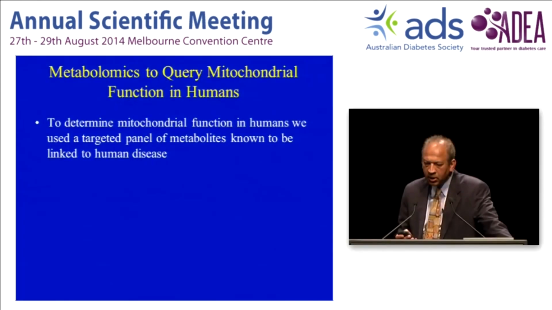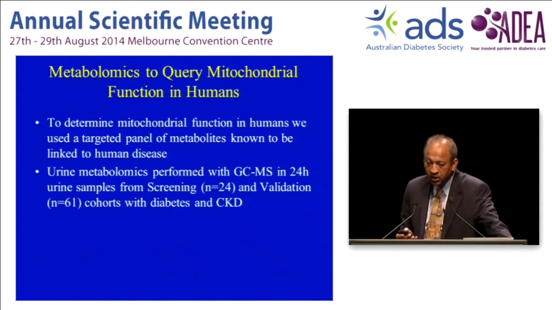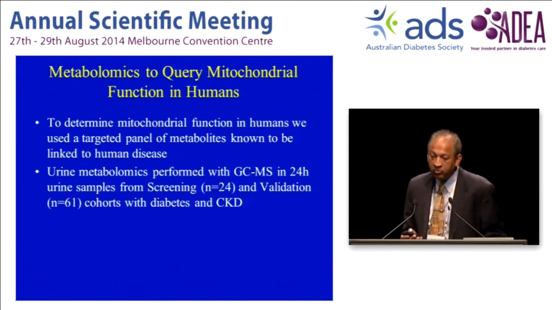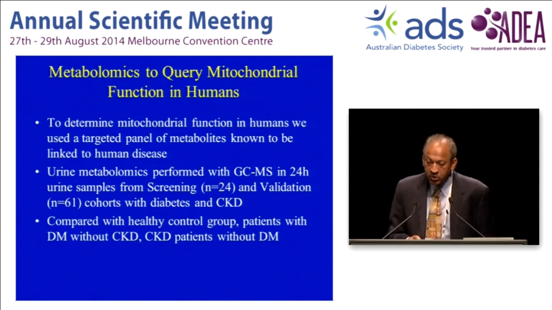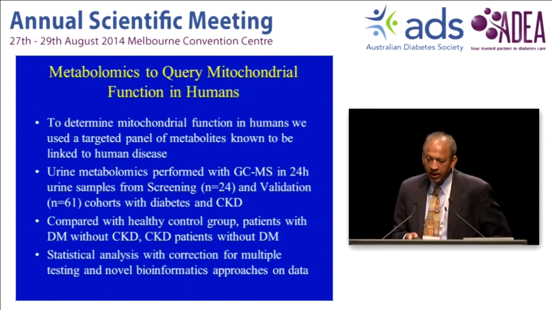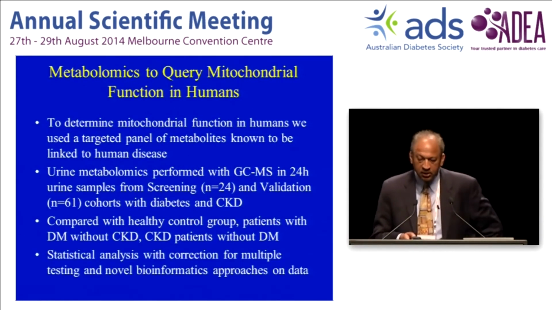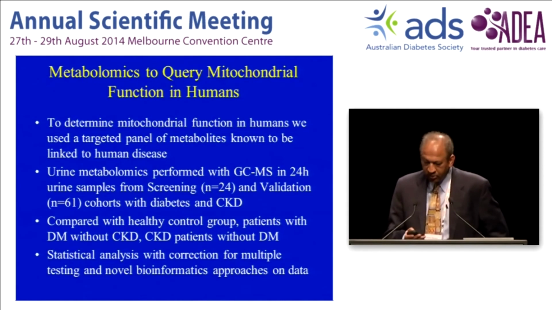So we use this panel of metabolomics, metabolites, in samples of urine collections, 24-hour urines, from 2 groups of patients with diabetic kidney disease, which we divided up into a screening and validation group, and compared with a healthy control group, patients with diabetes but without kidney disease, and kidney disease patients without diabetes, to see if there is a signature that's consistent in patients with diabetic kidney disease. And of course, we had to correct for multiple testing.